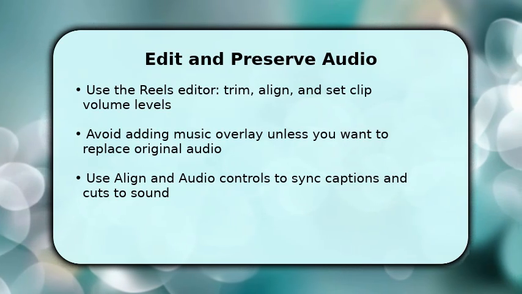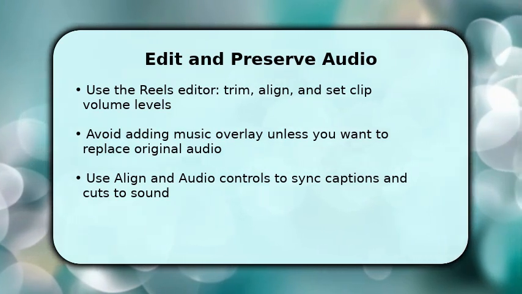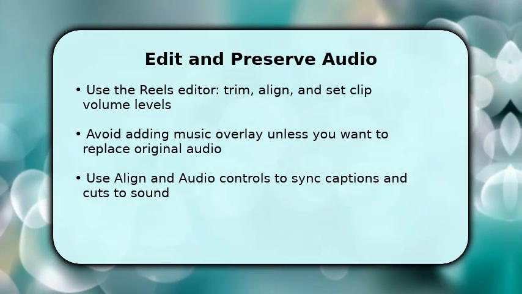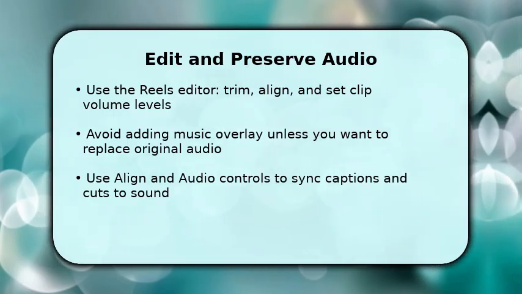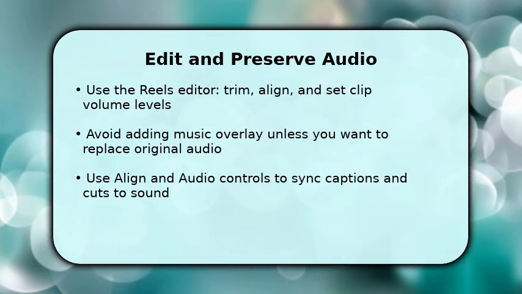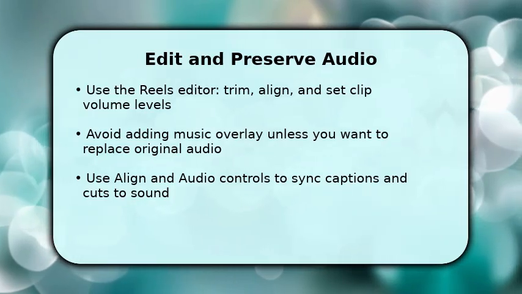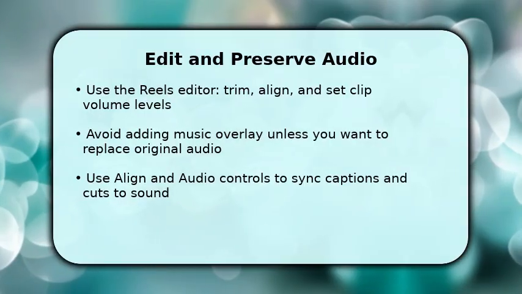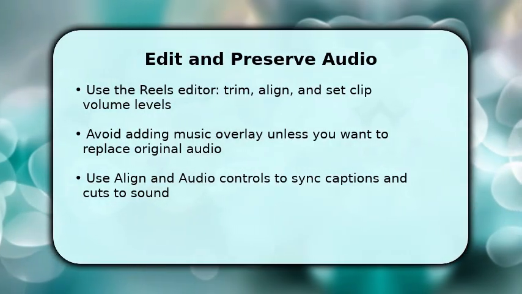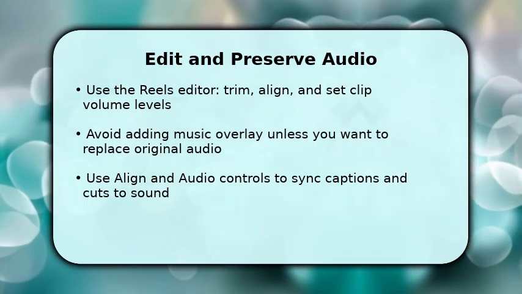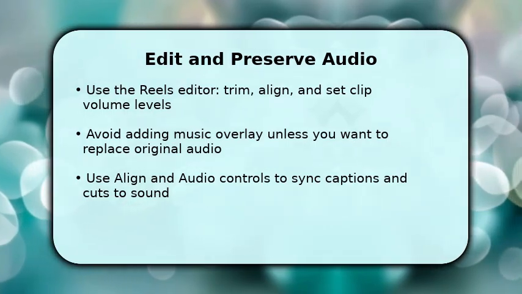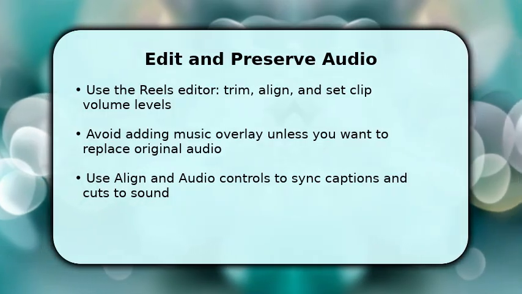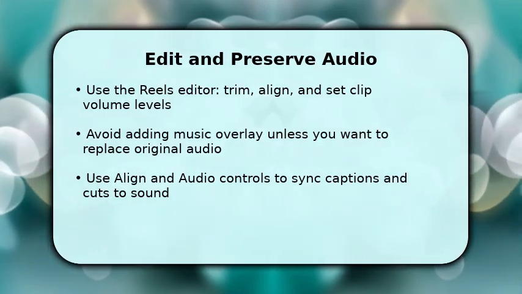You now refine timing. Tap Edit and use Trim, Align, and Audio controls to preserve the original sound's integrity. Lower clip volume only if you plan to layer music. Otherwise, keep it at 100% so Instagram recognizes and attributes original audio. Use Align to match cuts to beats or speech, and add captions that sync to the audio to improve discoverability. Because Instagram prioritizes identifiable original audio, avoid muting or heavily processed audio.